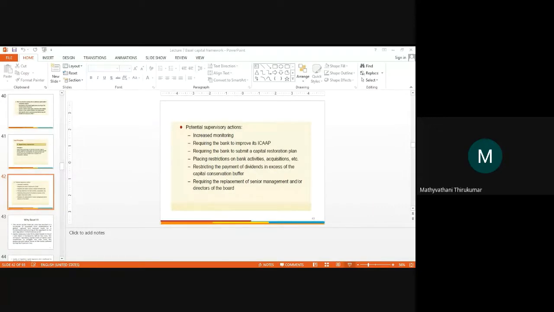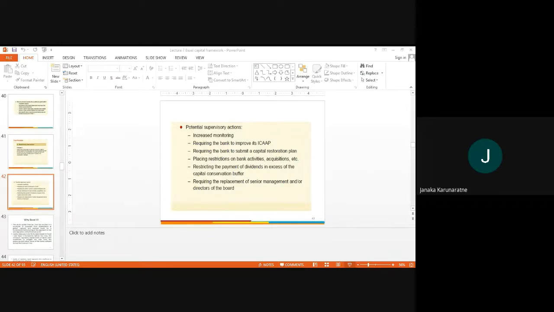Moving, sir. Okay. So this is the slide we were discussing. These are the potential supervisory actions which the regulators can take. That was the topic we were discussing. So even to the extent of replacing the senior management or directors of the board, whichever the regulators feel comfortable with. Okay, any questions so far?